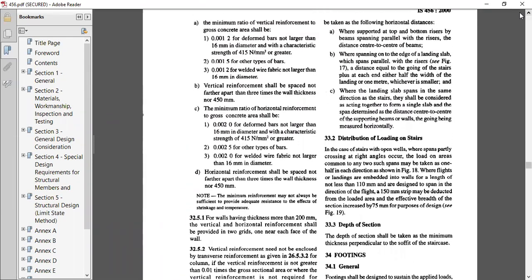ठीक है, सो द फर्स्ट कंडीशन इज सेइंग वेयर सपोर्टेड एट द टॉप एंड द बॉटम राइजर्स बाय बीम्स. ठीक है, अगर टॉप राइजर और बॉटम राइजर सपोर्टेड बाय बीम है तो in that case the L effective will be center to center distance of the beams. So basically they are trying to say this. समझ में आया अभी?